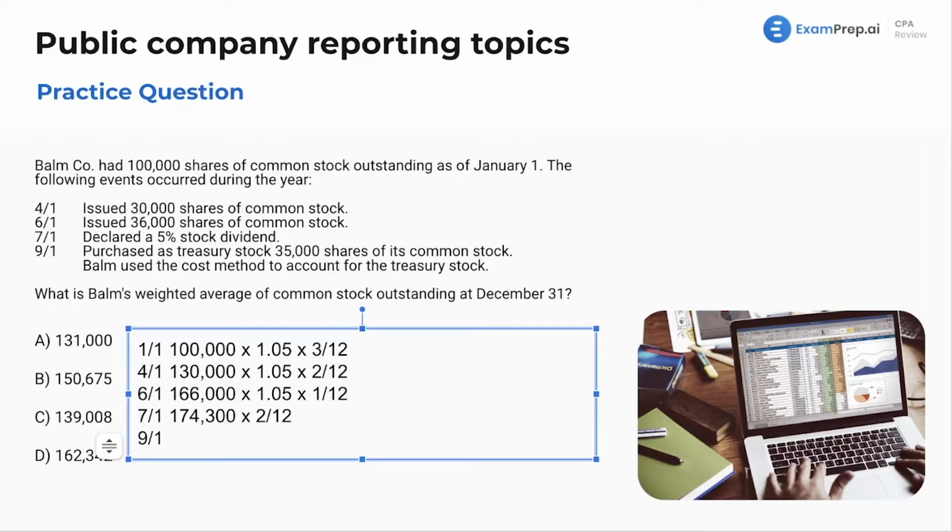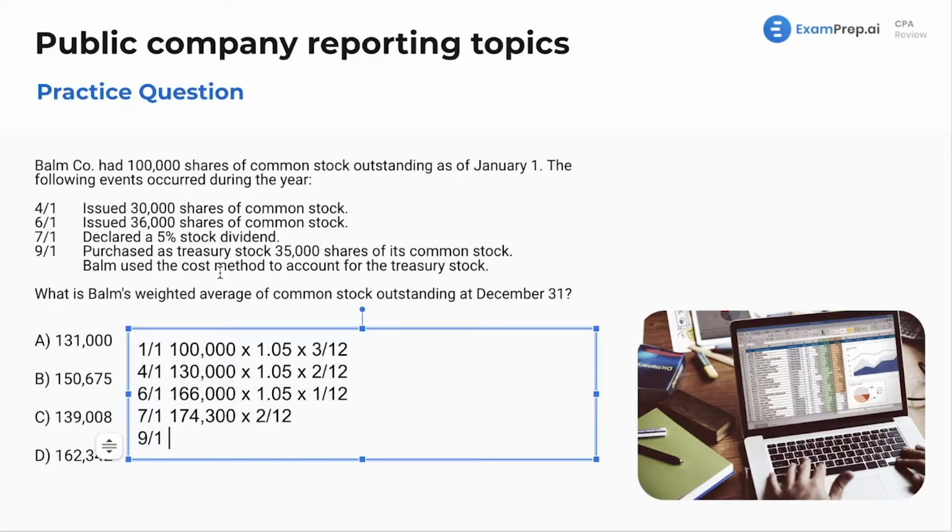Let's take a look. Our change in September, we purchased as treasury stock 35,000 shares of common stock. We use the cost method to account for the treasury stock. All right, so simply put, this is going to be a reduction to our shares. We are buying back stock. We are putting it in our vaults. If we are Apple, we are taking those shares and buying them back. They're not outstanding anymore, so it's a reduction. They are still issued, but they are not outstanding. However, this question is asking about common stock outstanding. Other questions, maybe in equity section, will ask about how many shares were issued in existence.